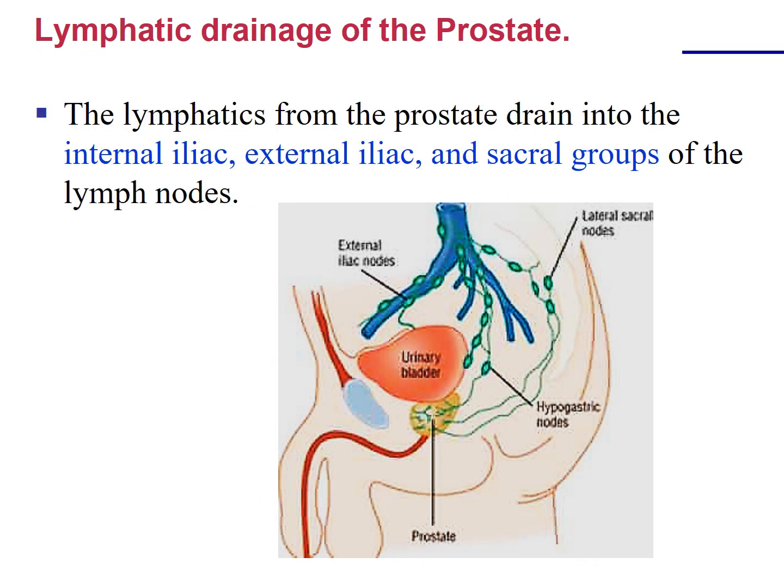The lymphatics from the prostate drain into internal iliac lymph nodes, external iliac lymph nodes, and sacral groups of lymph nodes.